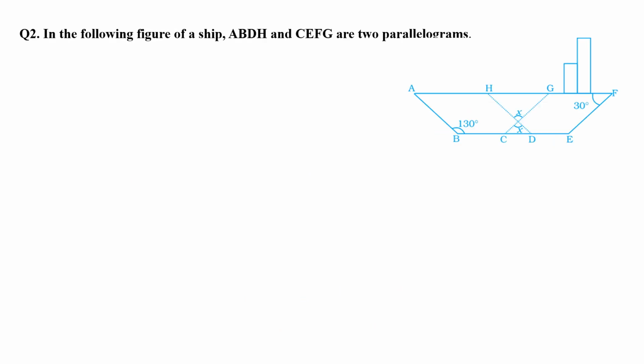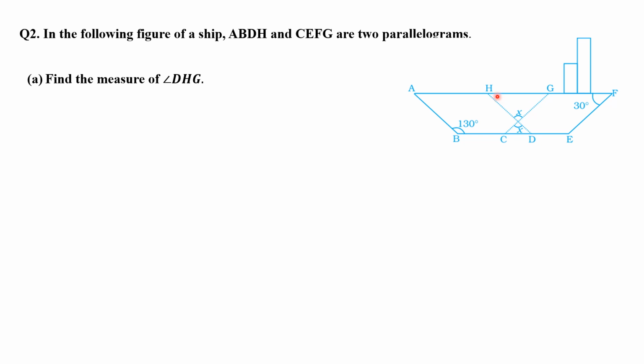Now the second question. In the following figure of a ship, ABDH and CEFG are two parallelograms. Here you can see ABDH, this is one parallelogram. Another one is CEFG, this is another parallelogram. Based on this, there are a few questions. The first question: find the measure of angle DHG.